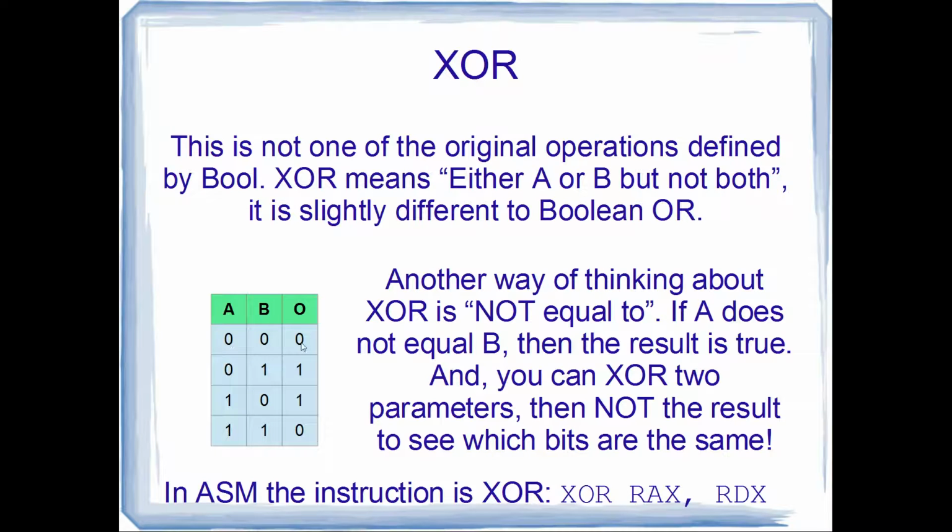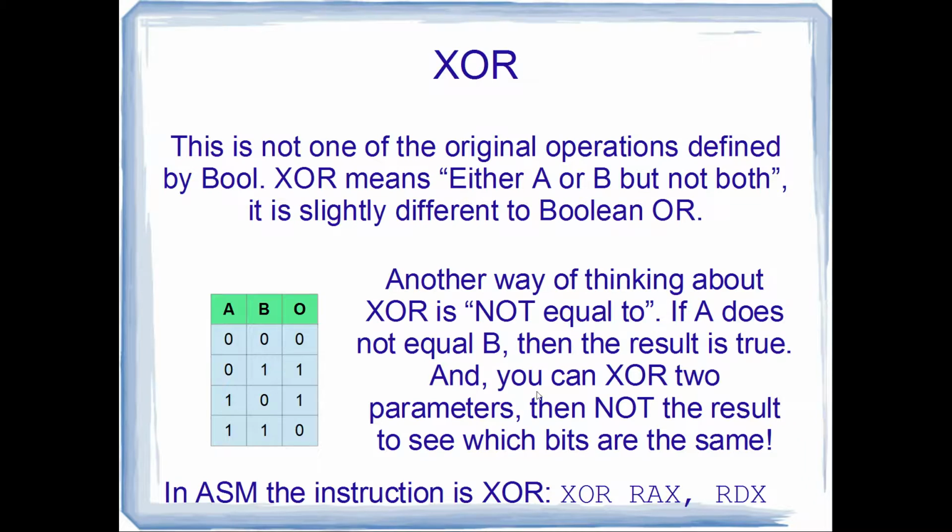So the truth table for it, if you have a bit of a look at this, you might work out that it's actually the same as not equal to. So if A and B aren't equal to each other, you get a 1. Otherwise you get a 0. So 0, 1 gives you a 1, 1, 0 gives you a 1. But 0, 0, the A and B inputs are equal, so you get a 0. And same with 1, 1. Okay, so that might be one way to think of it.